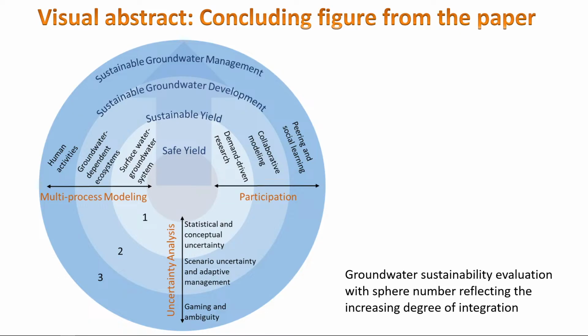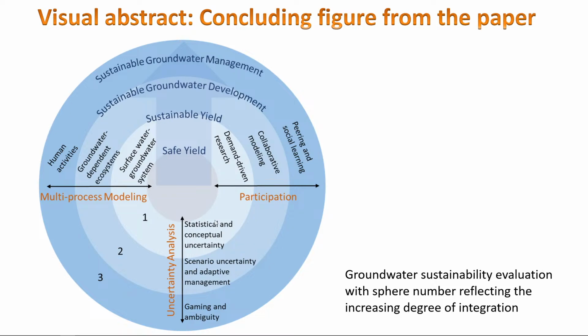This paper is a review paper about, if you want to evaluate groundwater sustainability, what components do you need to include in your analysis? Let's say you are a groundwater manager and somebody tells you to evaluate the groundwater sustainability for this aquifer or for this region or for this state. What are the main components that should be present in your analysis, in your evaluation? Here, groundwater sustainability evaluation, with the sphere number reflecting increased degree of integration.